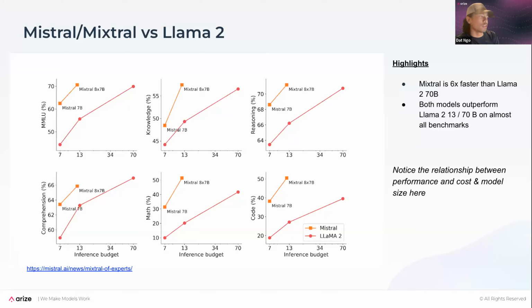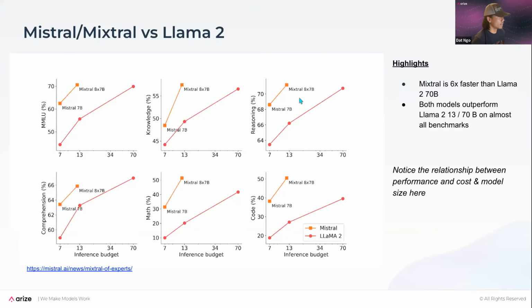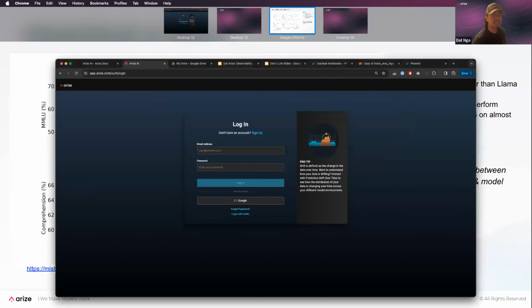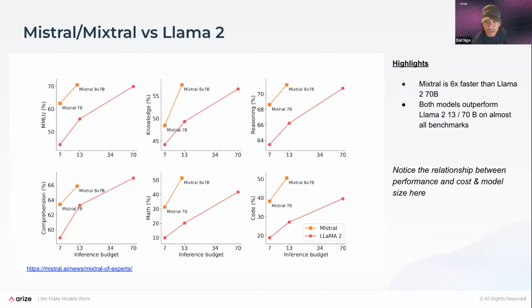Llama 1, 7, 13, 34 to 70B. Sorry, not 34, just 7, 13, and 70. We can actually see the results. MMLU stands for massive multitask language understanding. This is the main metric used, and we'll go over it later, but we can also see some interesting things in other places: knowledge, reasoning, comprehension, math, and code.